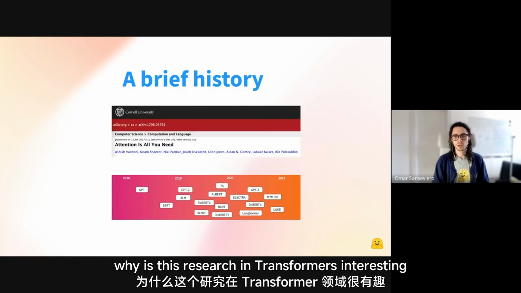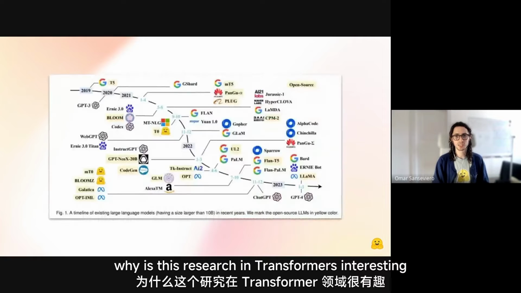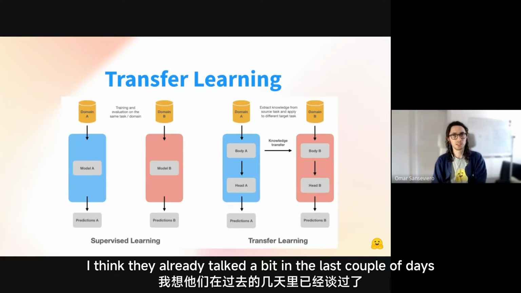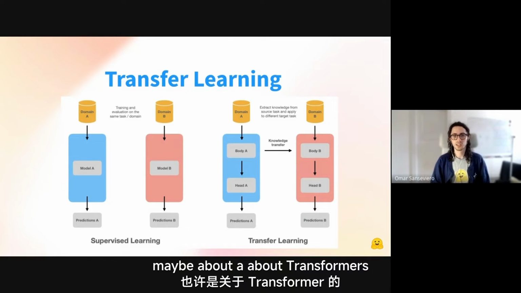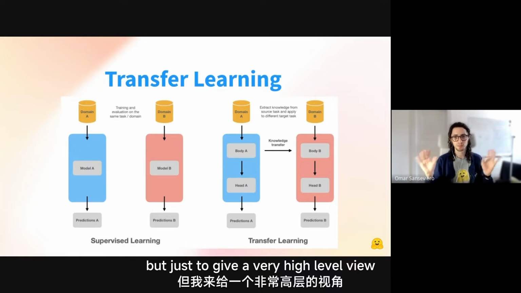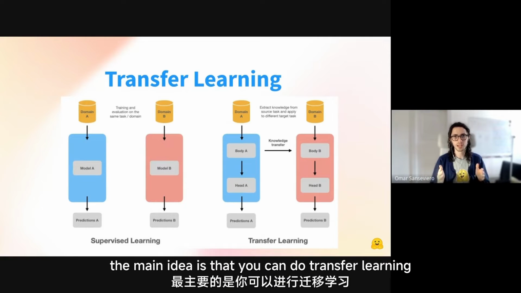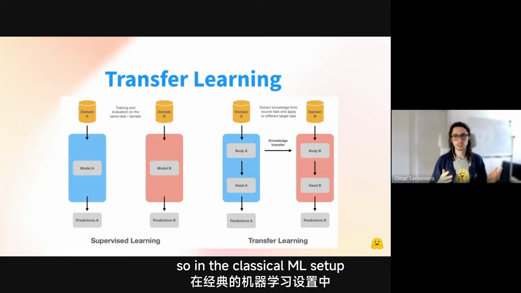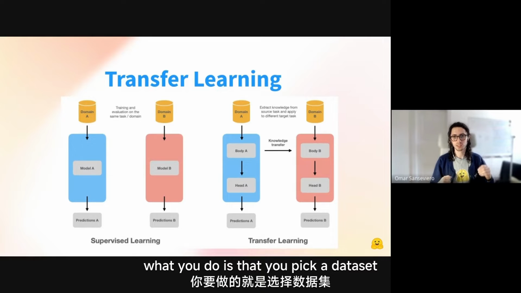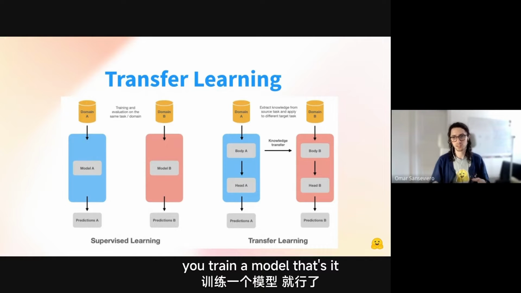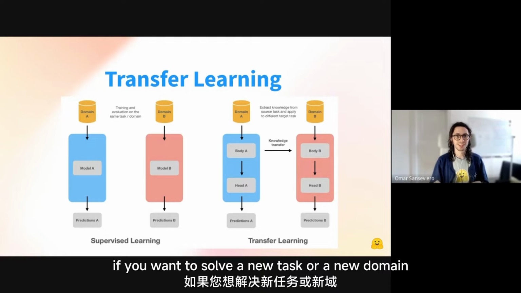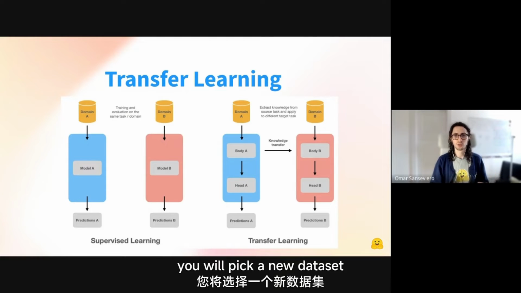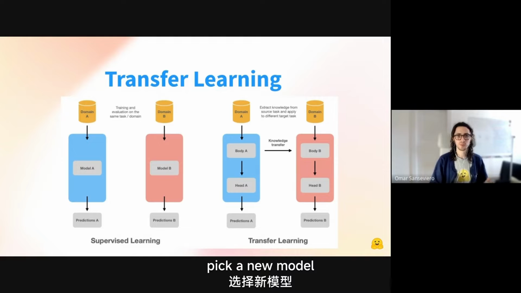And why is this research in transformers interesting? I think you already talked a bit in the last couple of days maybe about transformers, but just to give a very high-level view, the main idea is that you can do transfer learning, and that's why they are so popular. So in the classical ML setup, what you do is that you pick a data set, you train a model, that's it. If you want to solve a new task or a new domain, you will pick a new data set, pick a new model, train that new model, and that's it, right?